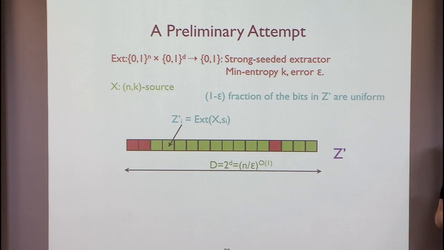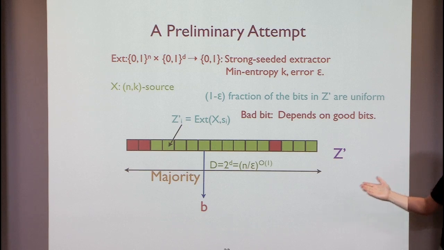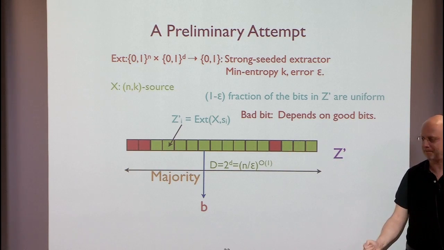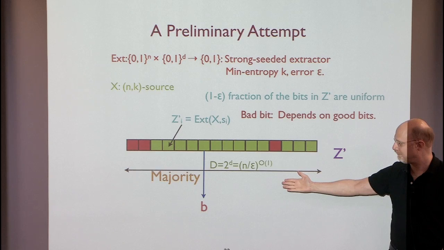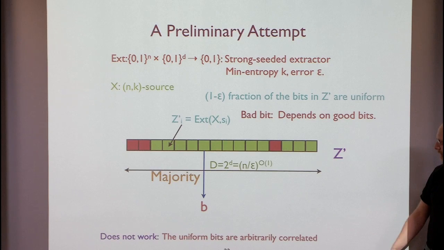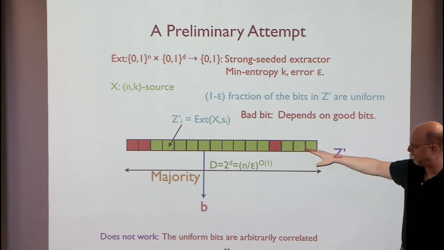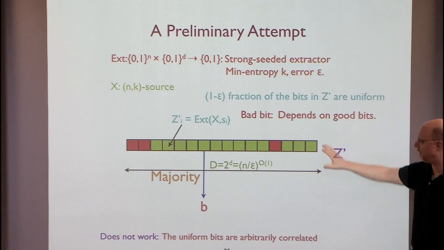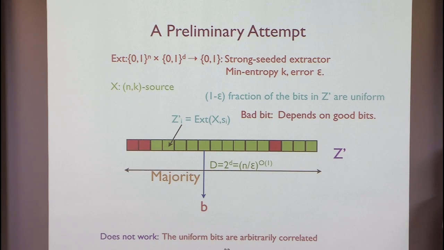Well, if most are close to uniform, okay, yeah, the bad bits can depend on the good bits. If most are close to uniform, let's just try taking the majority. But of course, this doesn't work. I mean, we can't even hope to have a one-source extractor, right? But this doesn't work. The uniform bits can be arbitrarily correlated. That's one reason. There are a couple of reasons this doesn't work, but that's one reason. What I told you before was assuming the uniformly random bits are independent.